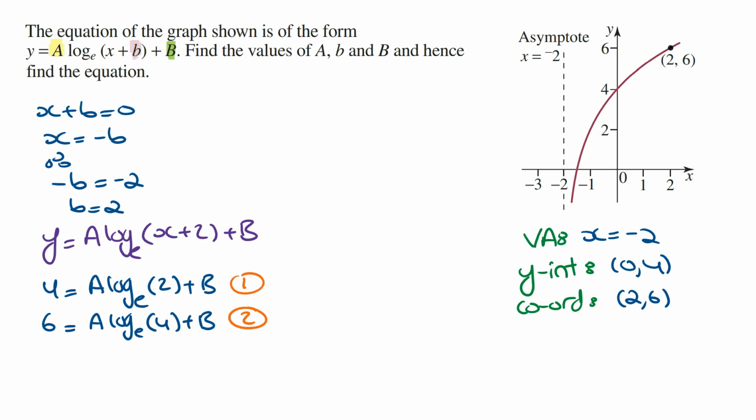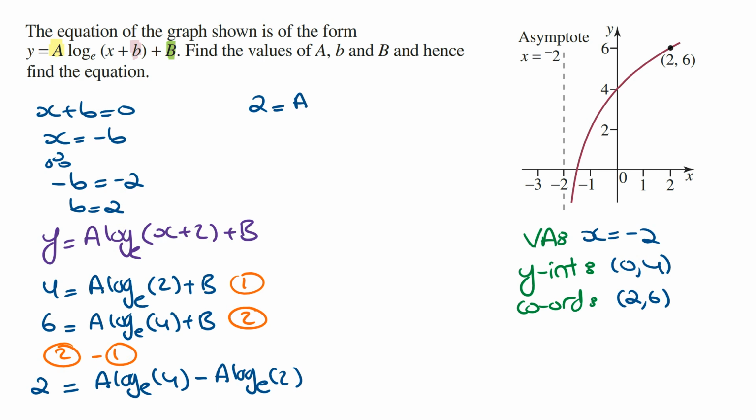And using the process of elimination, that is, subtracting the first equation from the second equation, we can solve for the value of A. And so the second equation minus the first equation, we're going to get 6 minus 4, which is equal to 2. And then this is going to be A log e 4 minus A log e 2. And the B's will cancel out. We can take out A as a common factor, and so we can write this as 2 is equal to A times (log e 4 minus log e 2).